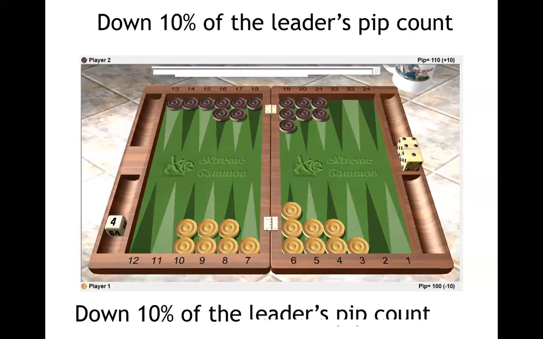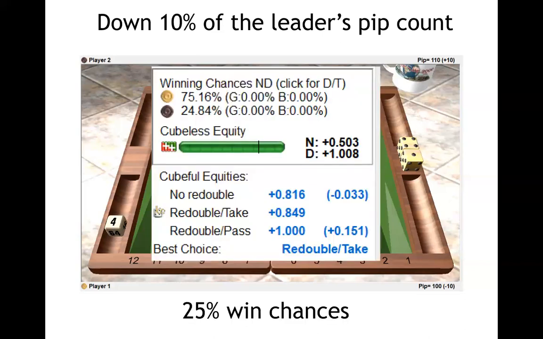Down 10% of the leader's pip count. Here it's almost exactly 25% for the trailer. Now I really like this as a reference position because, as we can see, I'm not going to get into the race formulas, but you can take when you're worse than that. But it's good to know the percentages.